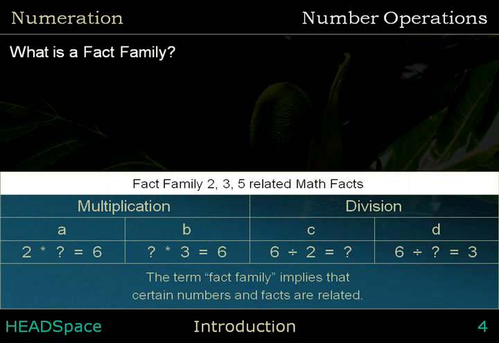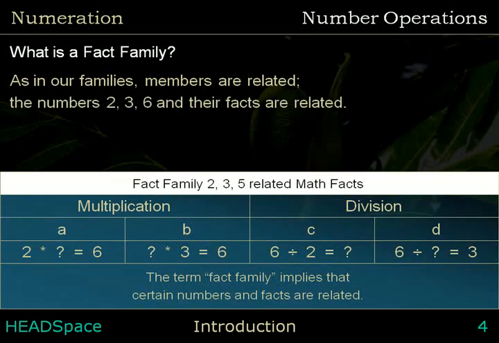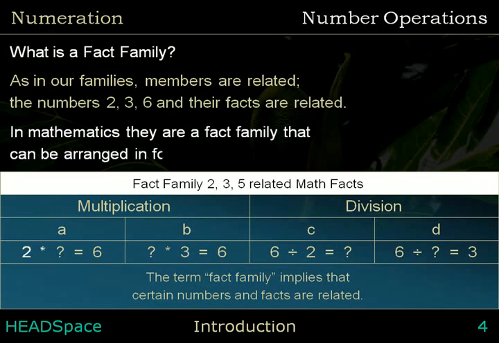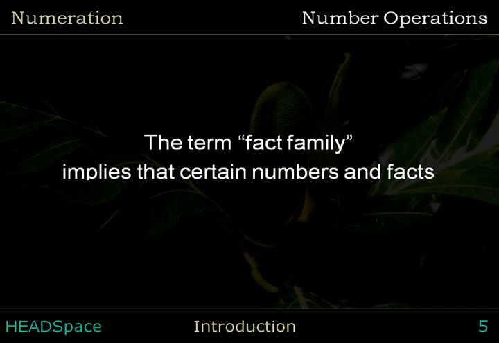What is a fact family? As in our families, members are related. The numbers 2, 3, 6 and their facts are related. In mathematics, they are a fact family that can be arranged in four ways. The term fact family implies that certain numbers and facts are related.